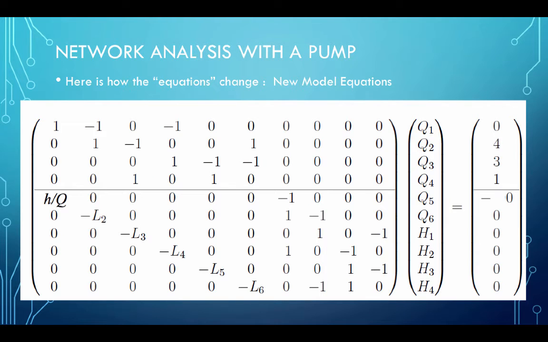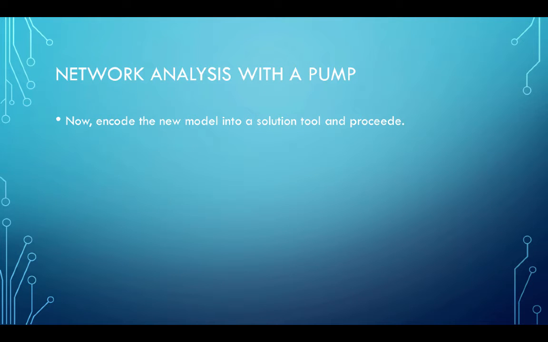And here's what the network analysis with a pump now looks like. Literally, we change this coefficient here. Naturally, it has its same behavior in the Jacobian matrix, and we replace this value here. And we have to provide the function capability to evaluate h of q at every value of q. So let's now go and take a look into our Excel model and see how to solve it.